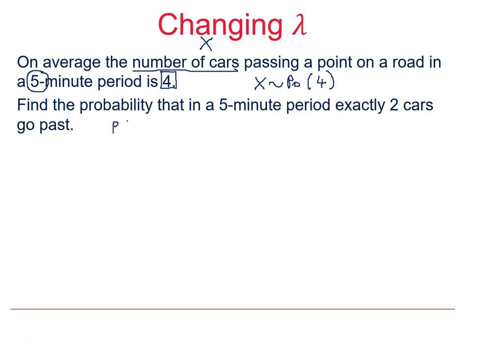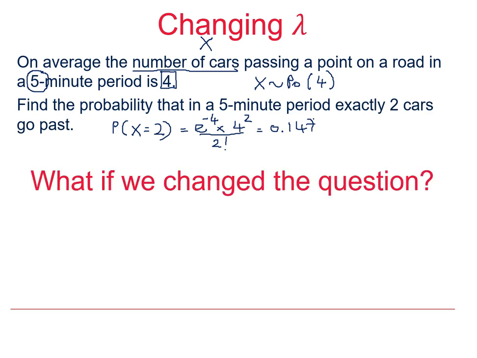We needed to work out the probability that in a 5-minute period exactly 2 cars went past, and that can be done on a calculator or using the formula like that, and we found that came to 0.147. So let's have a look at changing the situation slightly.